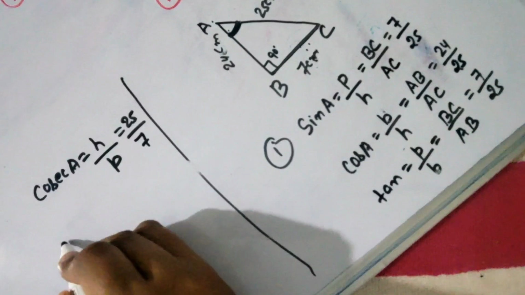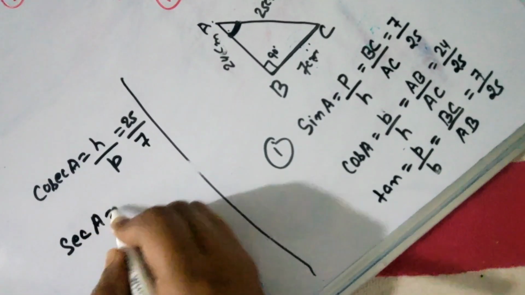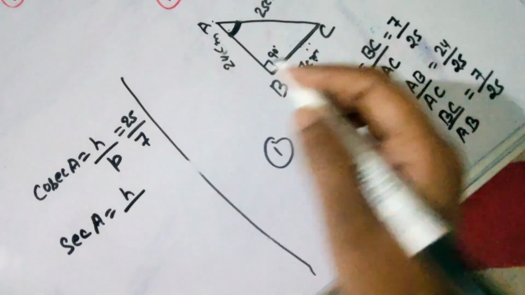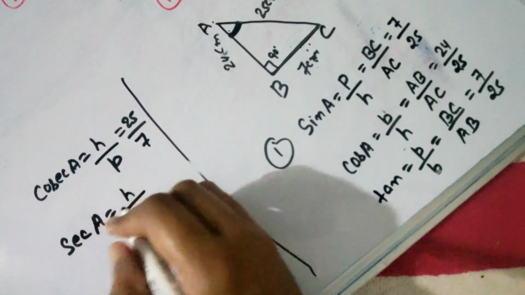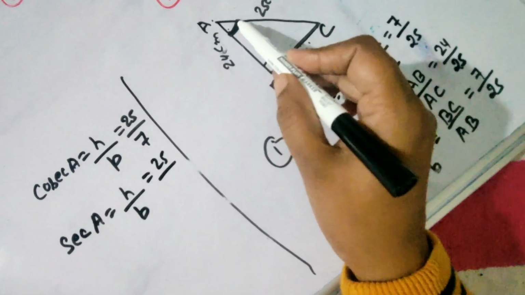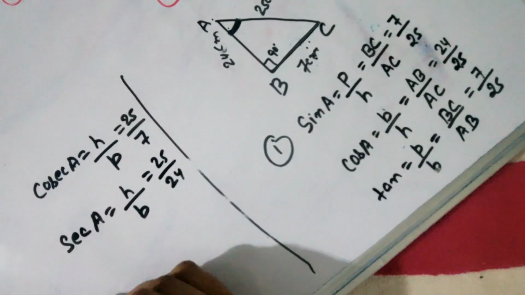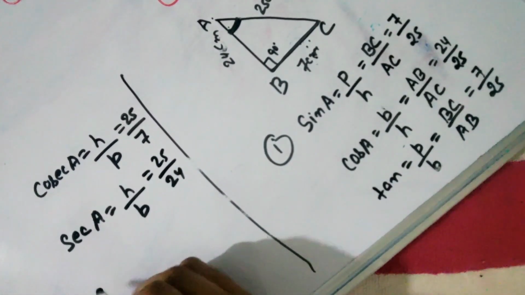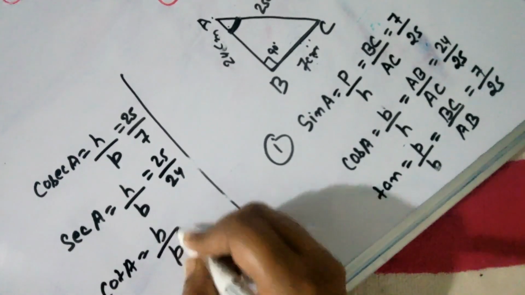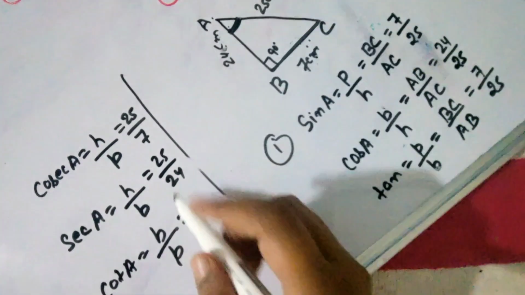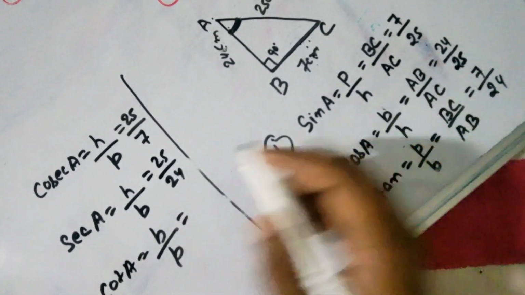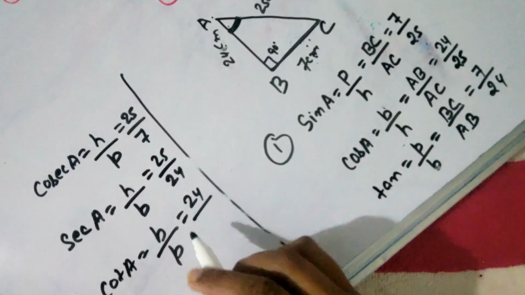Sec A means hypotenuse by base. Sec A formula is hypotenuse by base. Hypotenuse is 25. Base is what? For this angle, base is 24. Again, cot A. Cot A equals base by perpendicular. Cot A: this is the base, 24, and perpendicular is what?